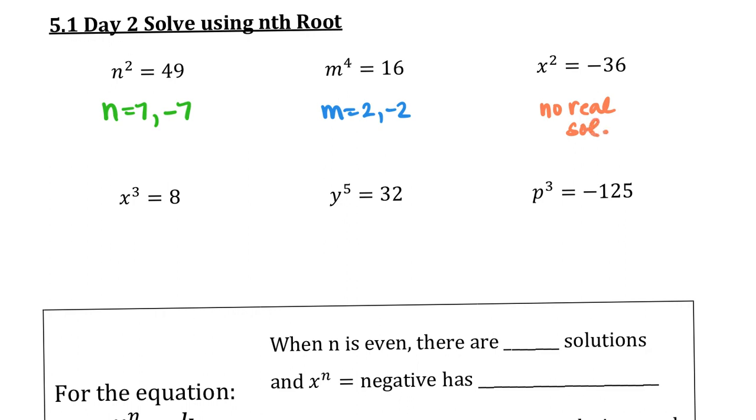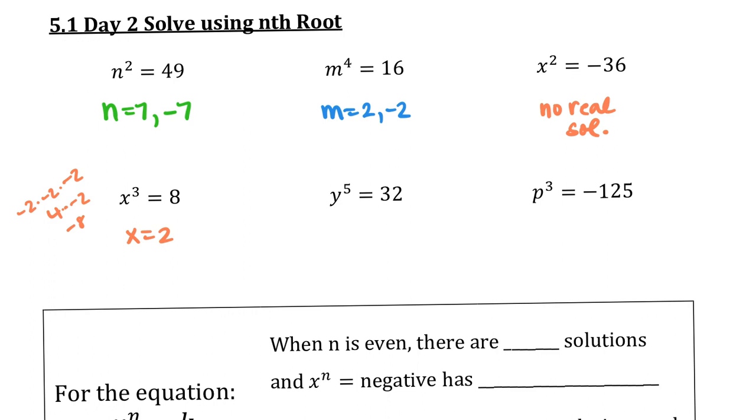Okay, let's look at the second row. The second row has all odd exponents. So if I do x to the third equals 8, what do I get? I get 2. Sure. What about -2? Let's check. If I do -2 times -2 times -2, I get 4 times -2. If I do 4 times -2, I get -8. So there's actually only one answer here. It's only x equals 2.